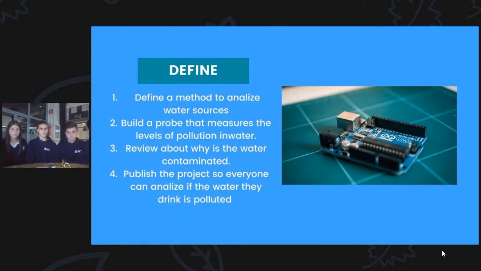Then we built a probe that measures the level of pollution in the water that we drink. Then we created a digital prototype that is capable of measuring the values of some of the elements in the polluted water. We reviewed the contamination that we found in the measurements, and lastly, we published our project so that everyone can implement this in their residence and identify the pollutants in their water.